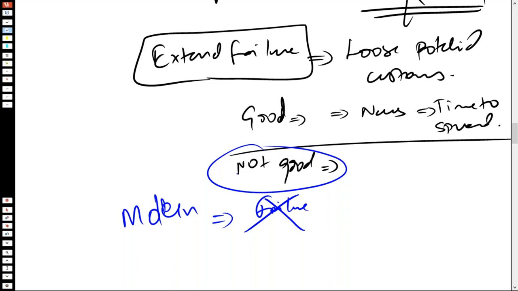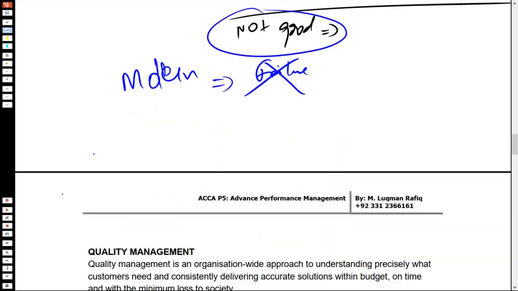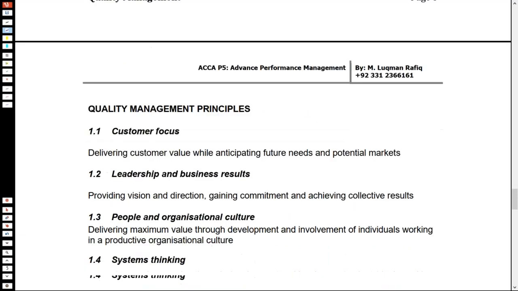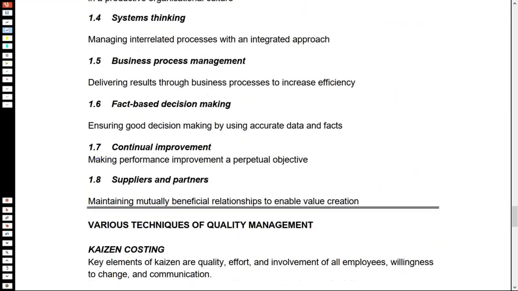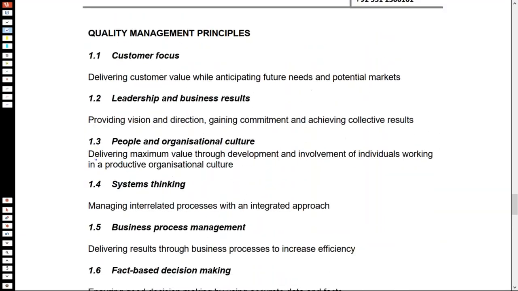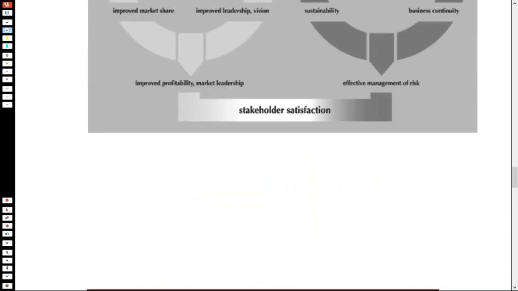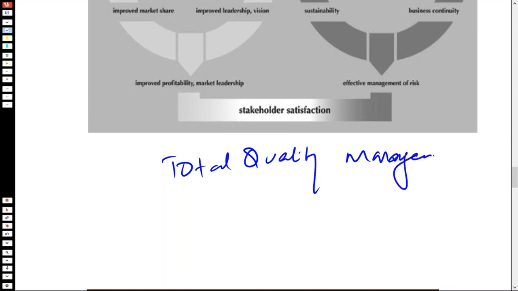Now, so that is what the modern day quality management theorist is. Now, with respect to quality management, there are basically different types of concepts, and amongst those different concepts, there is a very famous concept which is called total quality management, which is also termed as TQM.